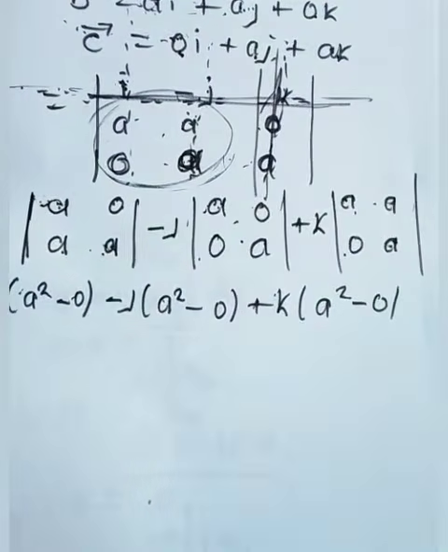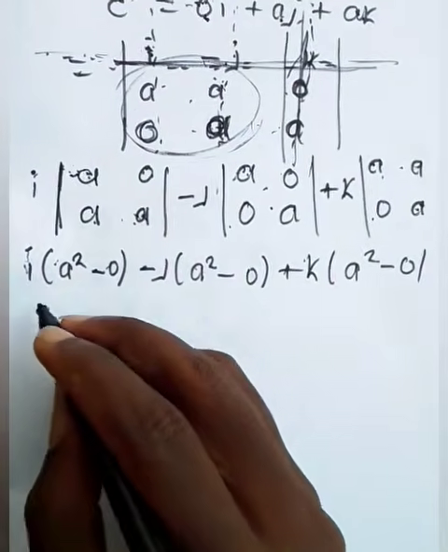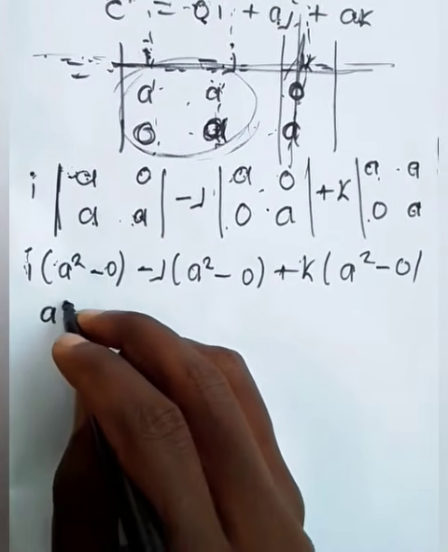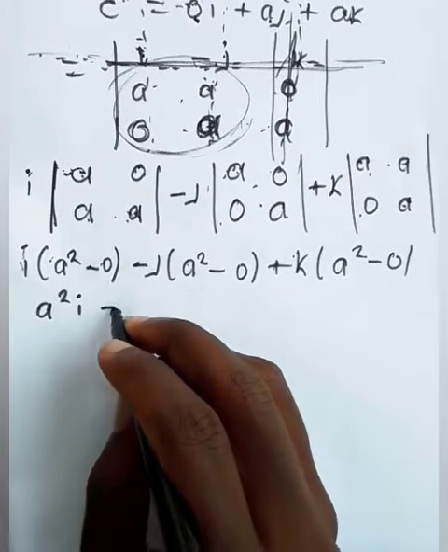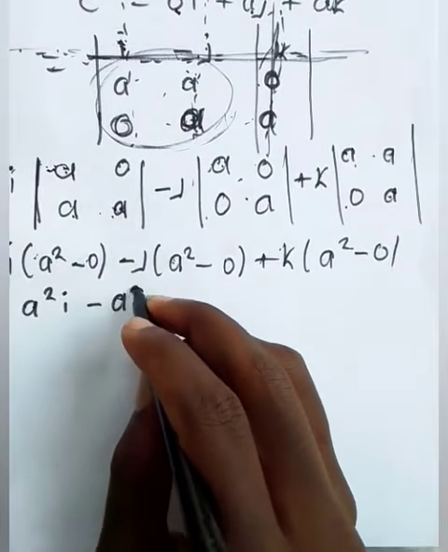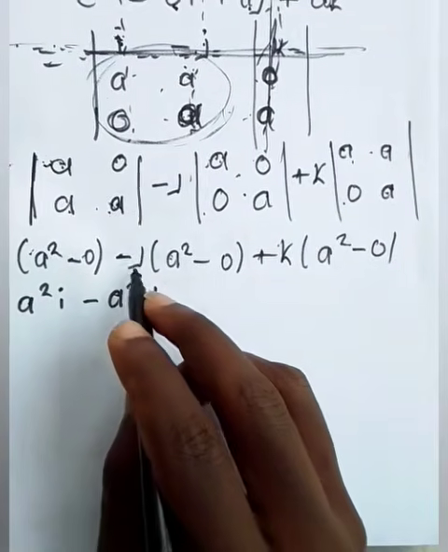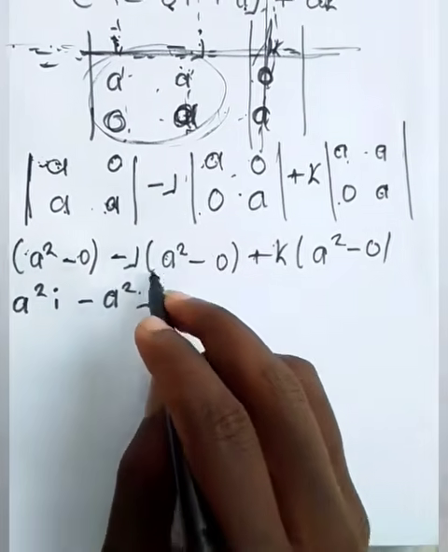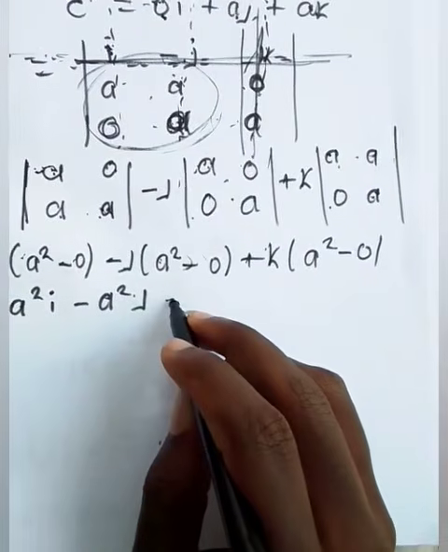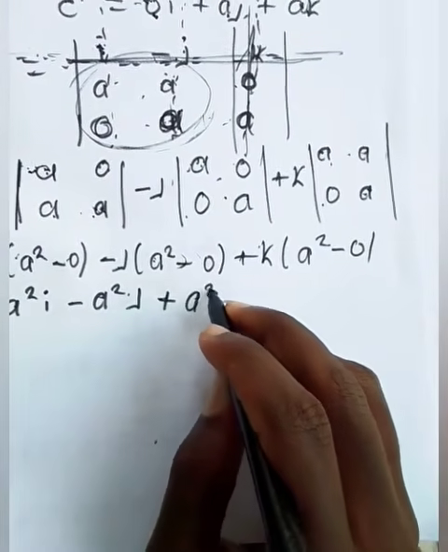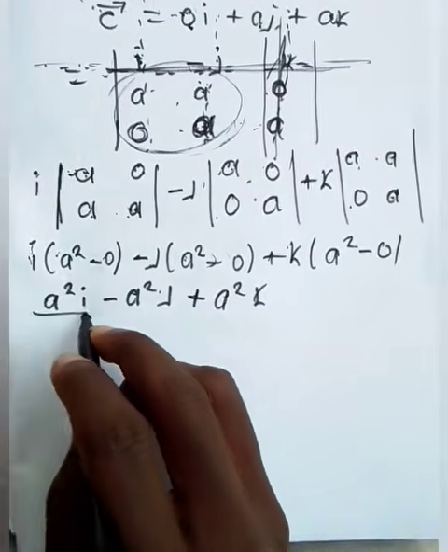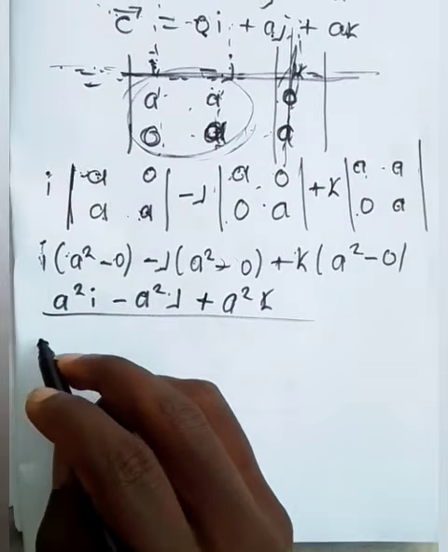Right, so here we have A power 2 I minus A power 2 J. I'm just multiplying with what I'm getting after simplifying what I have here. So here we're going to have A power 2 K. So this is vector D. So we have just found vector D.